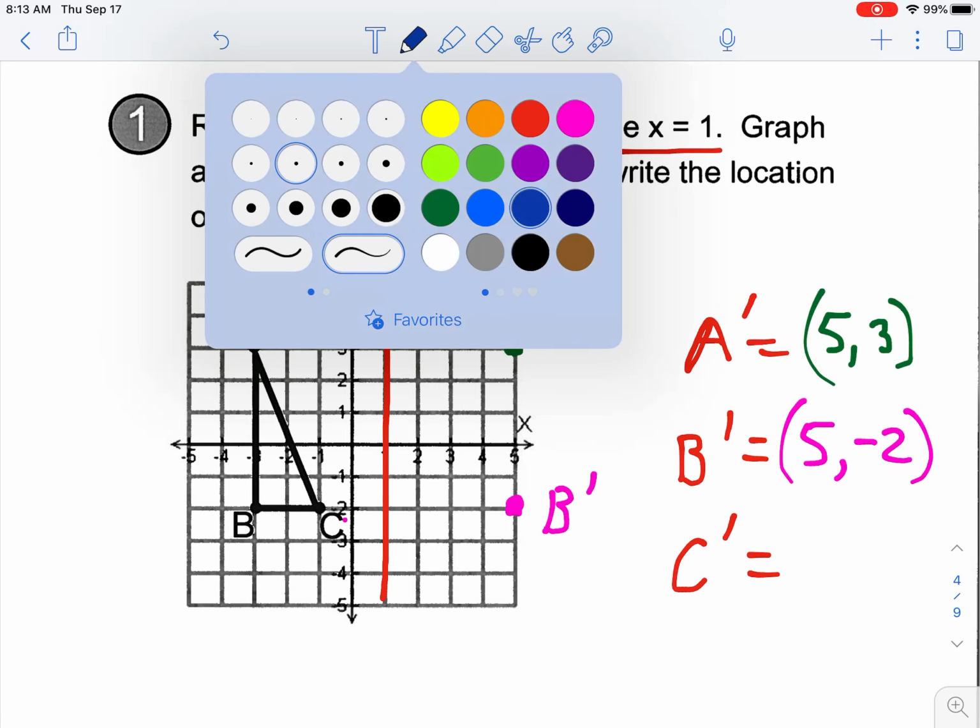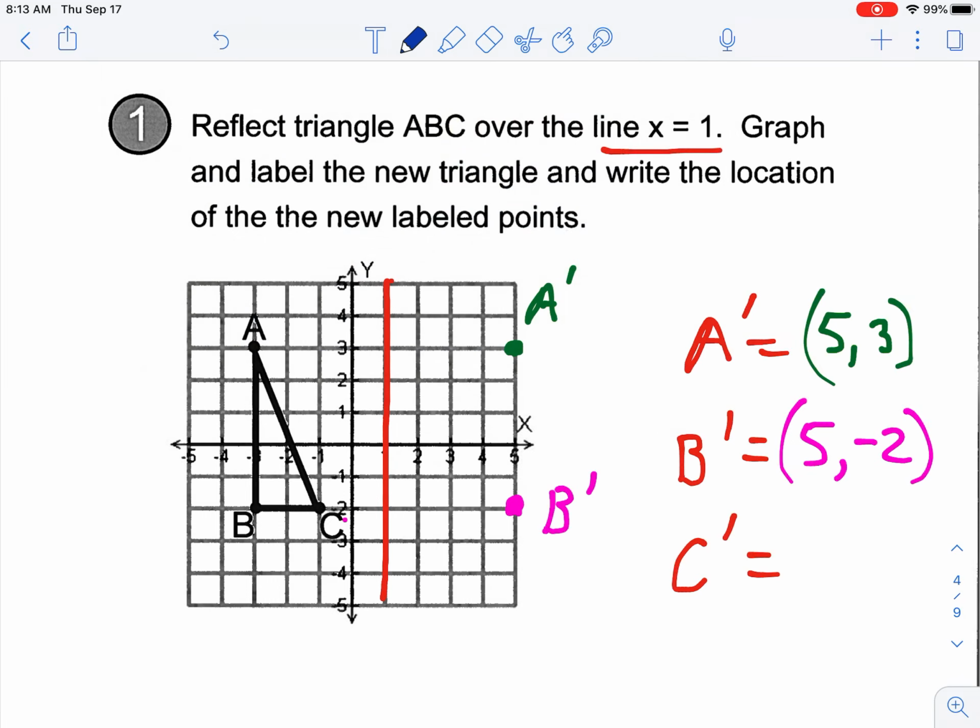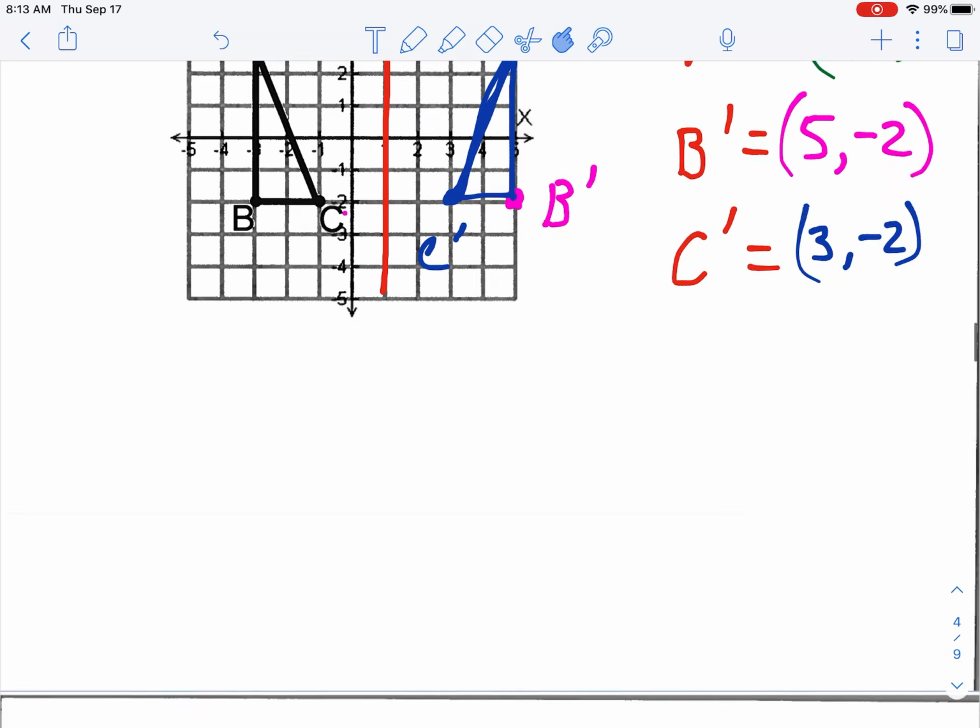All right, our last one is coordinate C, so let's count how far we are to our red reflection line. 1, 2. Let's go 1, 2 to the right. Let's call it C prime. All right, that coordinate would be right 3, down 2, so our ordered pair is 3, -2. If I connect the triangle, you'll notice that it flipped. Okay. All right, let's try another one.